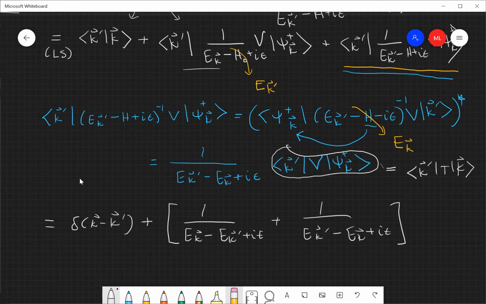This is equal to k prime T k, where T gives the Born series. It's the potential, and people sometimes call it a multiple scattering, but it's not really multiple scattering. It's a little bit like multiple interference. The T matrix describes the scattering of a single particle off of a single target, and it's not like the particle scatters multiple times off the same target. It's not really like that.